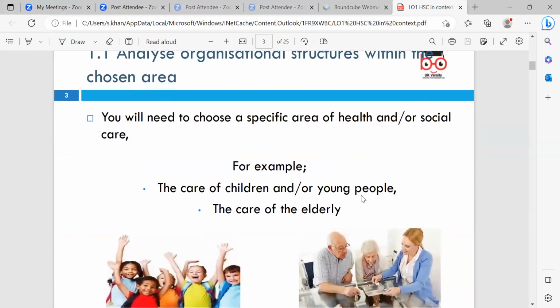1.1 is to analyse organisational structures within the chosen area. You will need to choose a specific area of health and social care, for example, the care of children or young people, or the care of elderly. So it could be anything. You could look at a specific area. So it could be working with people with dementia, or working with people with cancer, anything like that, or working with young children.